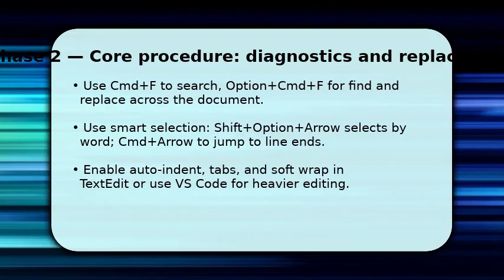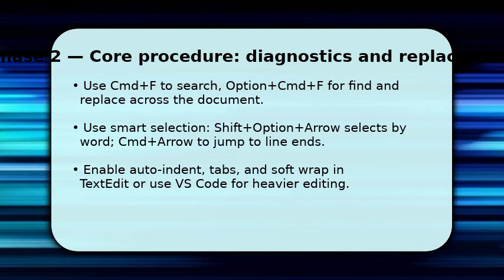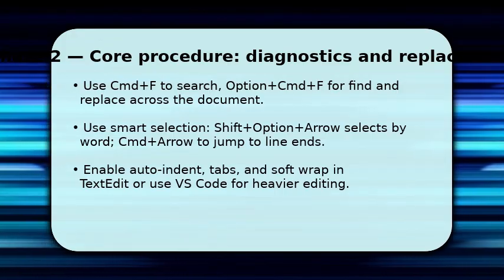You'll move faster with keyboard navigation: CMD plus left or right to jump to line ends, Shift plus Option plus arrow to select words. If you're editing code, enable auto indent and soft wrap, or switch to a dedicated editor like Visual Studio Code for syntax highlighting and extensions. These steps reduce errors and speed up revisions, especially when working with longer documents or scripts.